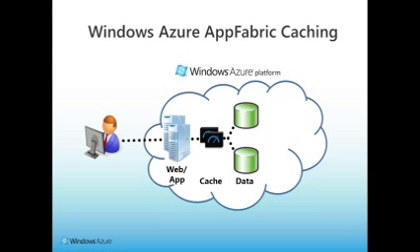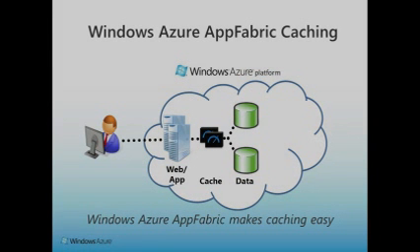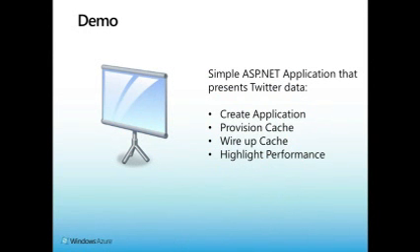In a traditional deployment, developers need to spend a lot of time developing the cache. With the Windows Azure App Fabric cache, the complex mechanisms of building, configuring, and managing the cache are pretty much all done for you. So let's now do a demo and show how easy it is to set up and configure a cache. For this example, I'm going to demonstrate populating a cache from a public data source, in this case, a feed from Twitter. Now let's build the application.